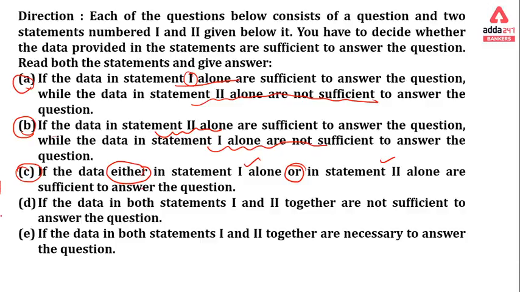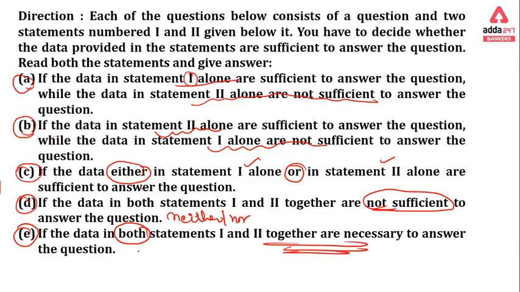For D we go with neither nor. That means both are not sufficient. We can say in short that neither the first nor the second is the right answer. D goes for that. E is for both follow. Both together are necessary. You can say that both follow is when both the statements are required to answer the question. That means we go with option E.